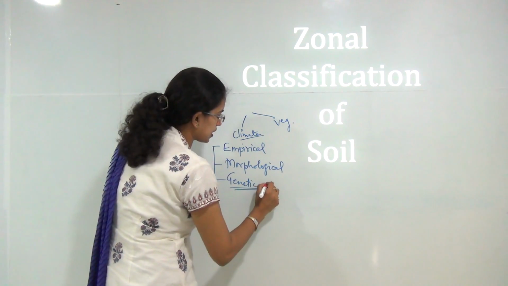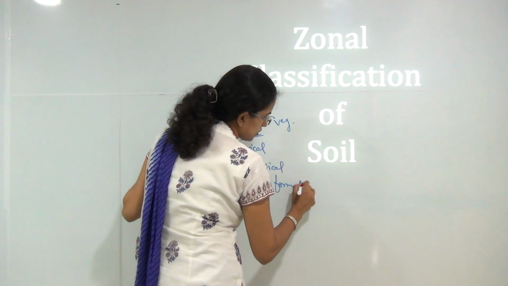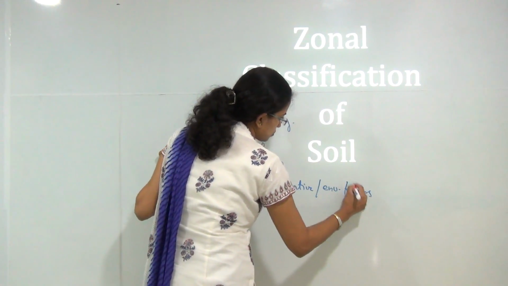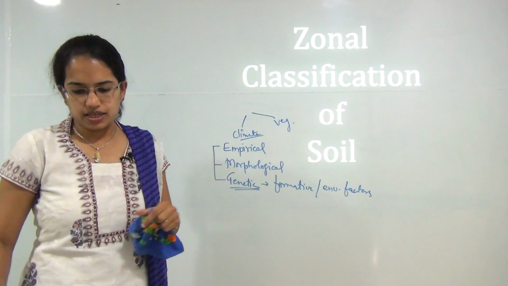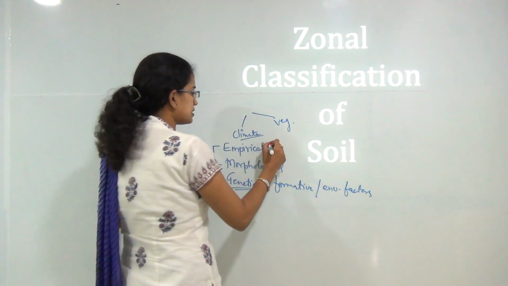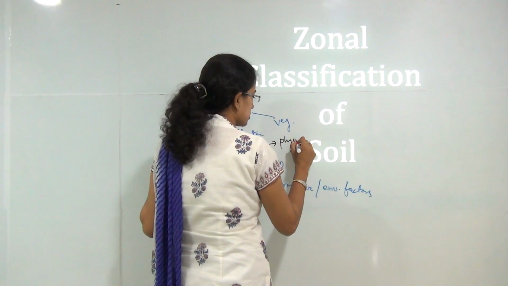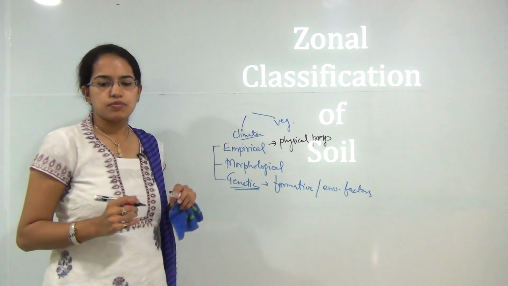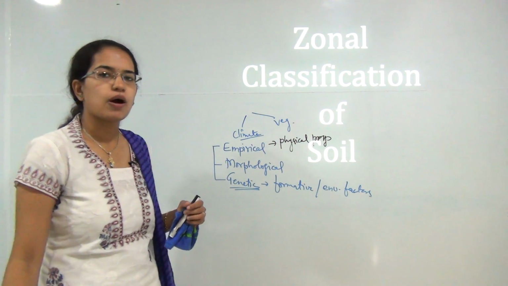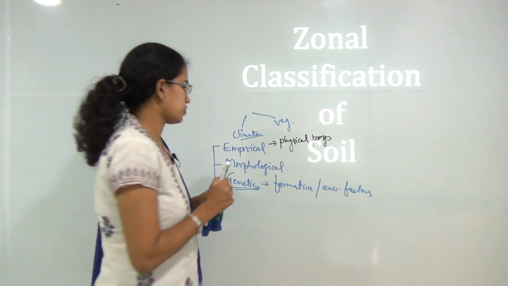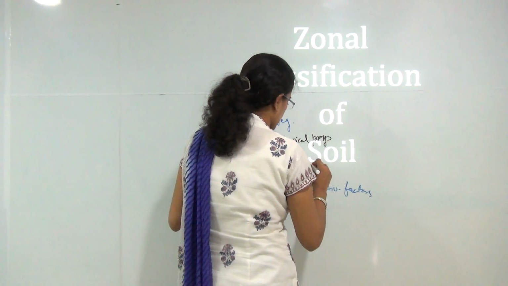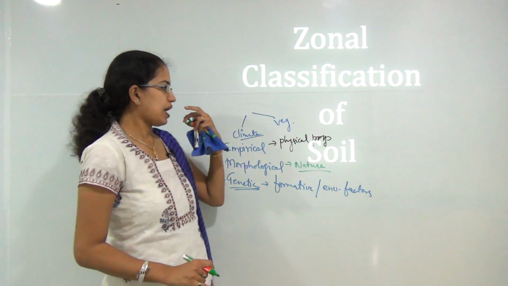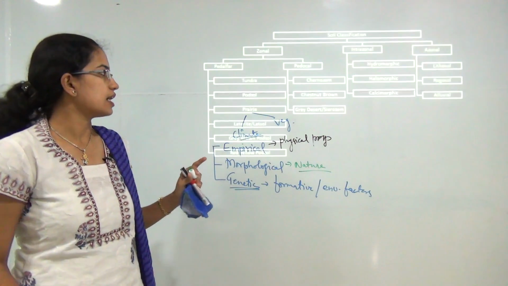The genetic classification is based on the formative nature of the soil and the various environmental factors useful in the soil formation. The empirical classification talks about the physical factors or the physical property of the soil. And finally, you have the morphological classification that talks about the kind of nature of the soil. So, Dokuchev gave these three classifications, and what we would be studying is the zonal classification.